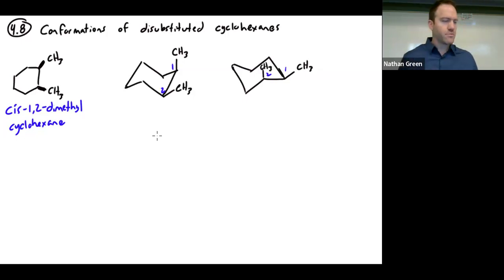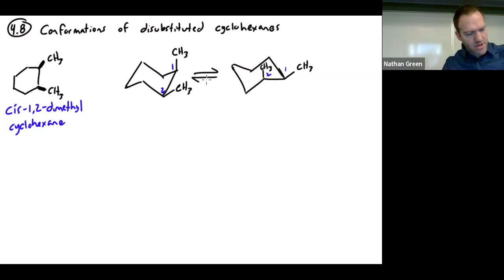Which one of these chair forms is more stable? They are equal. There is no difference. So true equilibrium between these 2. It's flipping back and forth, but as far as the molecule is concerned, doesn't matter. It's always going to have one axial methyl group and one equatorial methyl group, no matter what it does.